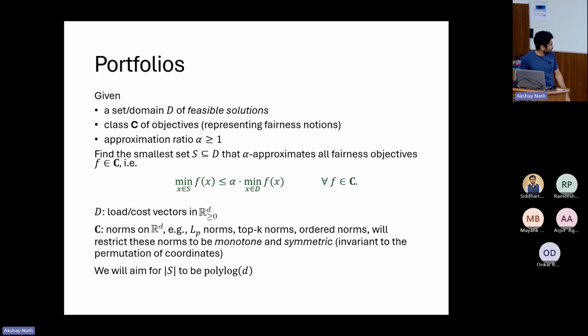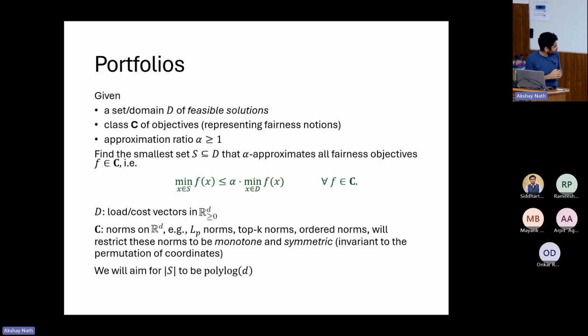So for example, if you take the L1 norm on a cost vector, then minimizing the L1 norm is the same as minimizing the total cost. And minimizing the L infinity norm is the same as minimizing the maximum cost. And there's, of course, a trade-off between the two. But this trade-off you can basically represent by extrapolating between the L1 and L infinity norm, which you can do using these Lp norms and, as I'll define later, top-k norms, ordered norms, and so on, right? But we'll always assume that these norms are monotone, as in if someone's cost increases, your overall cost does not come down. So that's a natural assumption.